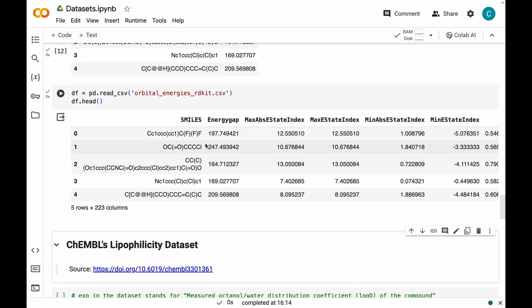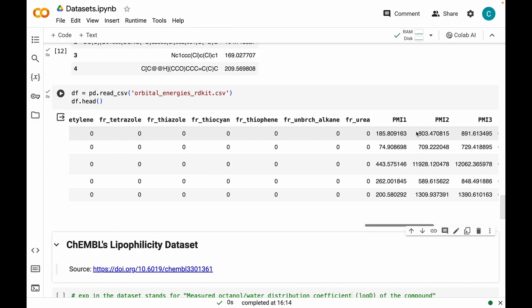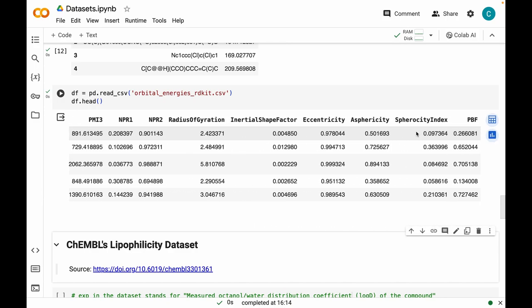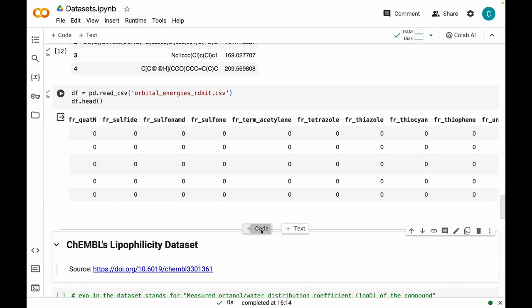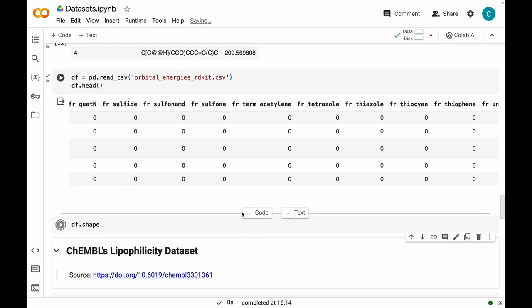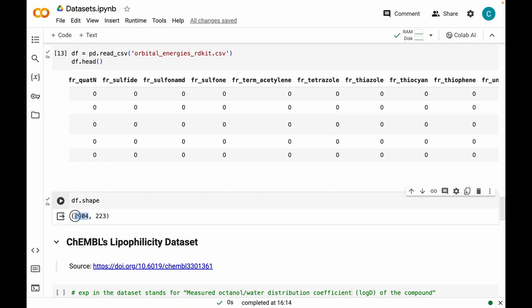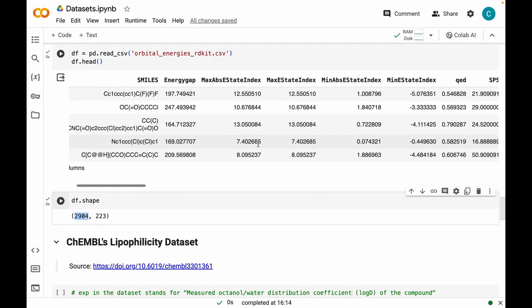So we have the SMILES, energy gap, which would be our target, and all the descriptors here, both 2D and 3D descriptors. Let's go ahead and have a look at the shape. So in here we have 2904 data points, and of course 221 molecular descriptors, one target and one SMILES string.